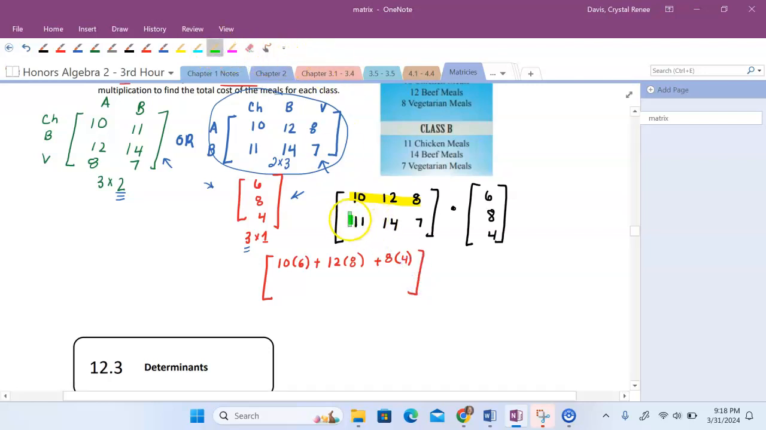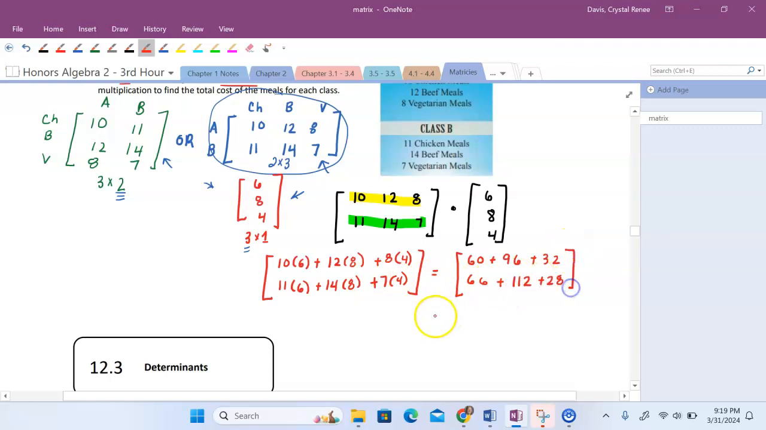Then I'm going to do this row. That'd be 11 times 6 plus 14 times 8 plus 7 times 4. This gives me 60 plus 96 plus 32. And this gives me 66 plus 14 times 8 is 112 plus 28. Then if I simplify it a little bit more, that's 188, and that is 206.